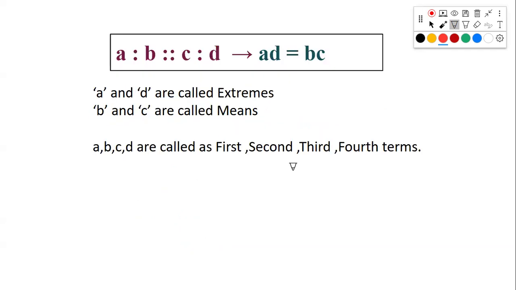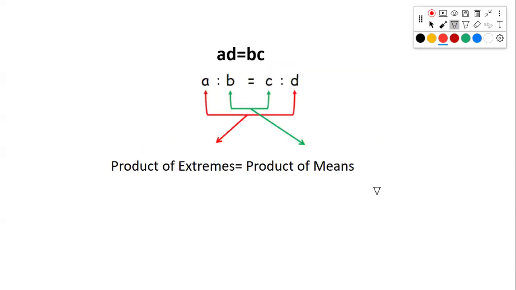A and D are called extremes. A and D are called what? Extremes. And B and C are called means. And A, B, C, D are first, second, third, fourth terms. So sometimes it is product of extremes equals product of means. Product of extremes equals product of means. AD equals BC. Product of extremes equals product of means.